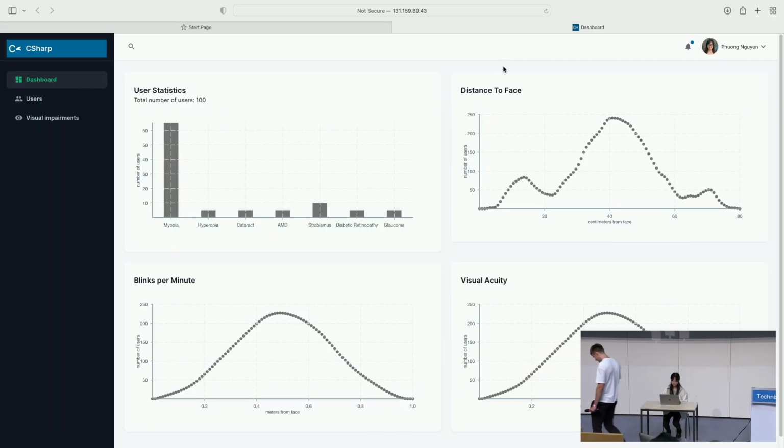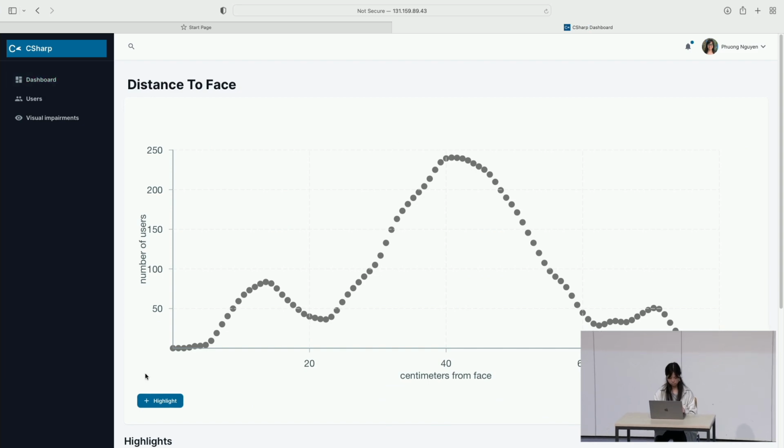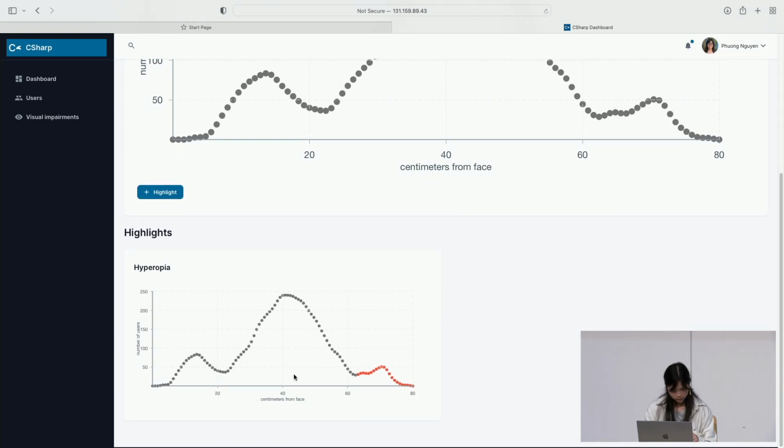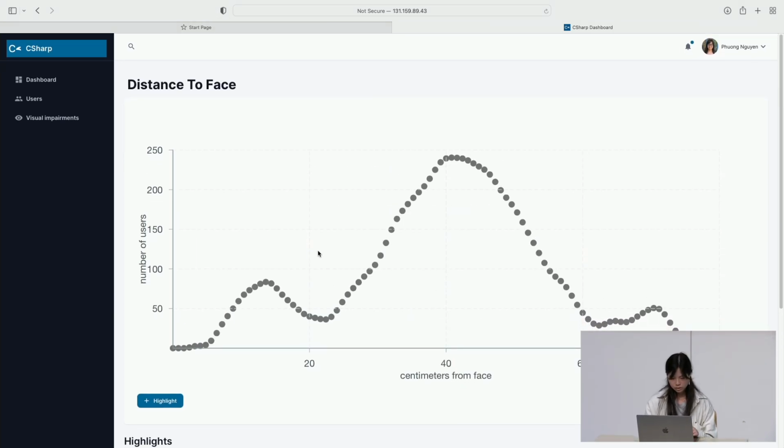Yeah, it's my turn to analyze the C# user data today. Let's have a look at the distance to face chart first. Oh, this peak indicates that there are a lot of users who hold their phone really close to their face. This could indicate that they are short-sighted. There doesn't seem to be a rule for that yet, so let's add one right now. Based on my expert knowledge, around 20 centimeters should be a good threshold.